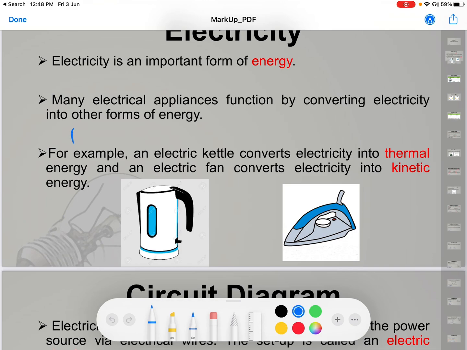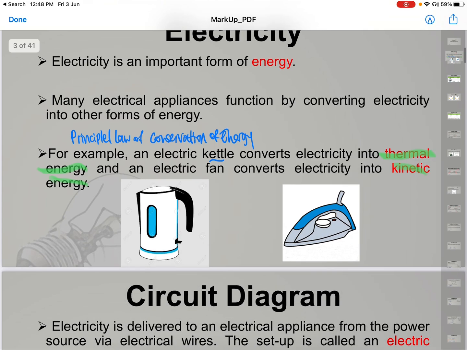Okay, so this is something that you've learned before, the principle or the law of conservation of energy, right? So take for example the kettle will convert your electrical energy into thermal energy for water to boil, and for an electric fan it will convert electrical energy into kinetic energy. As for the iron, it works the same way as an electric kettle, whereby it will convert electrical energy into thermal energy or heat energy.